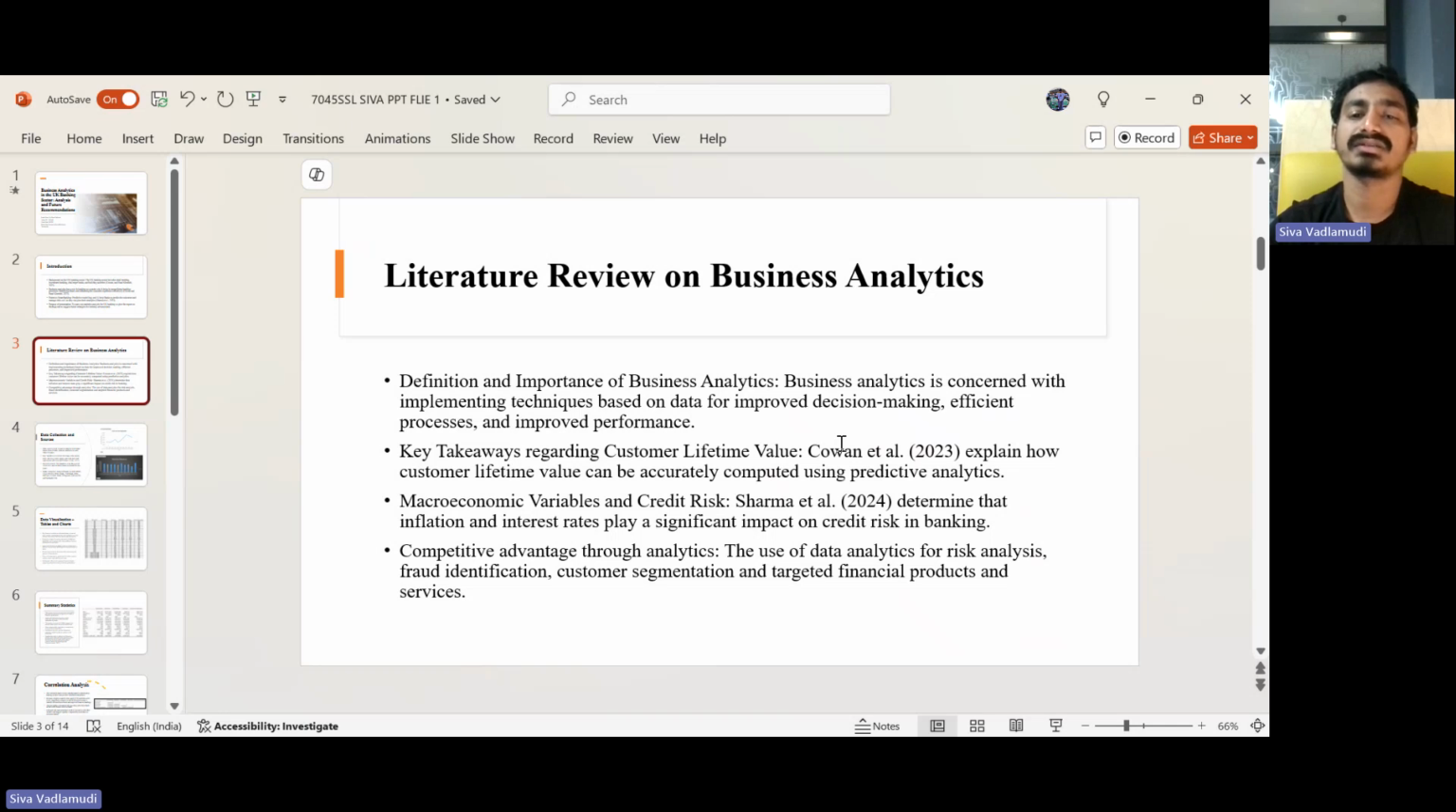First, business analytics is concerned with the implementation of techniques based on data for improved decision making, efficient processes, and improved performance. Key takeaways explain customer lifetime value and macroeconomic variables, which determine that inflation and interest rates play a significant impact on credit risk in banking. Also, competitive advantage through analytics: the use of data analysis for risk analysis, fraud identification, customer segmentation, and targeted financial products and services.